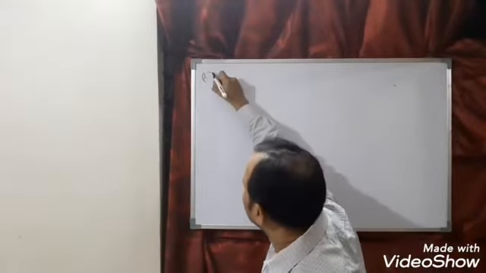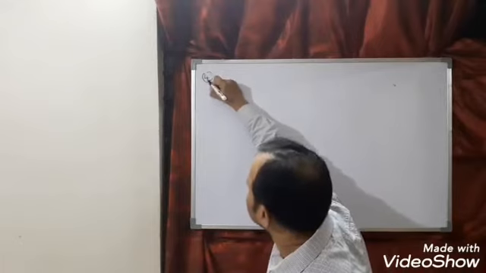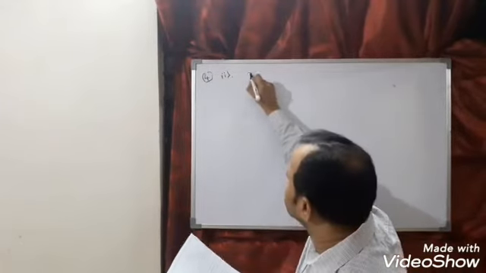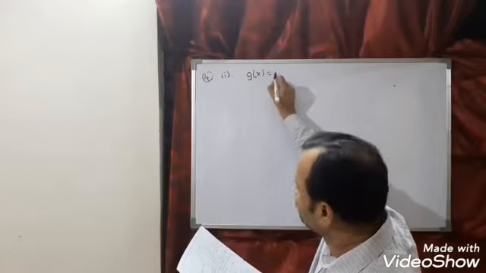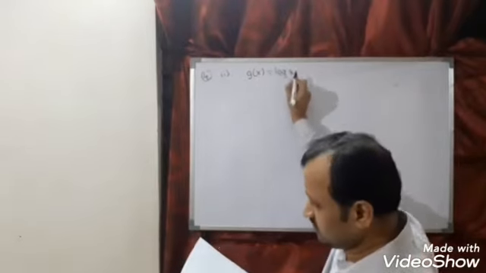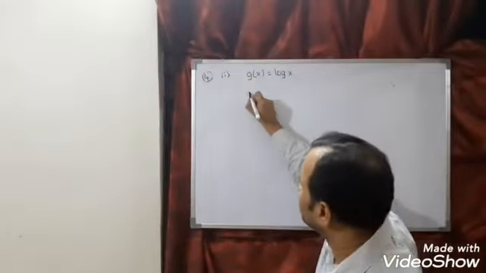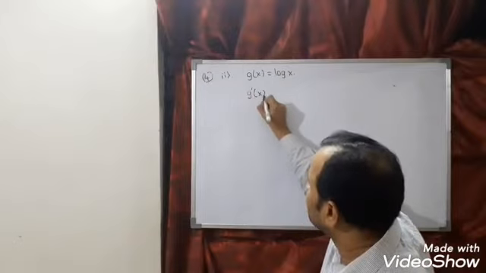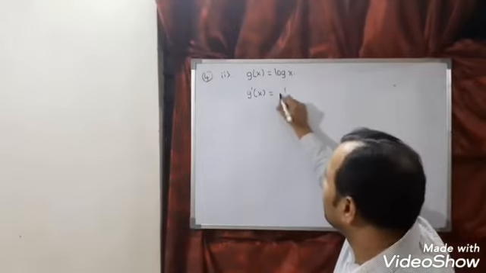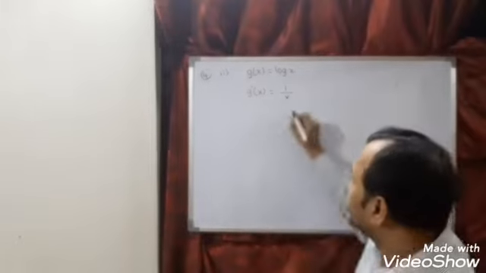This is question number 4, second bit. g of x is equal to log x. We have to prove it has neither maximum nor minimum. So again, g dash x is equal to the differentiation of log x, which is 1 by x. So the critical point of this is nothing but 0.